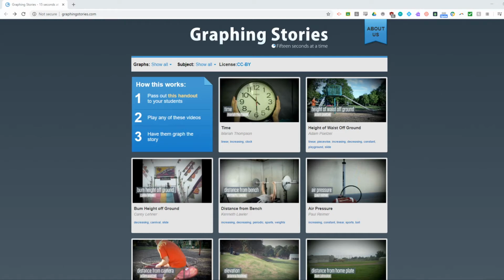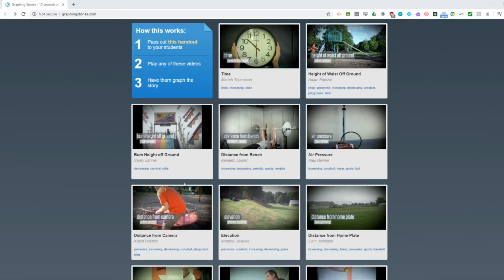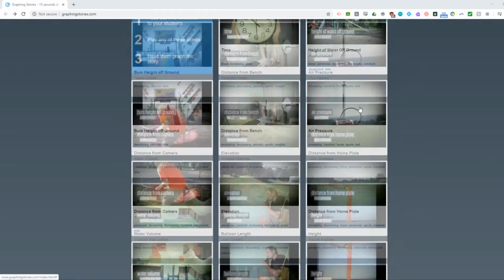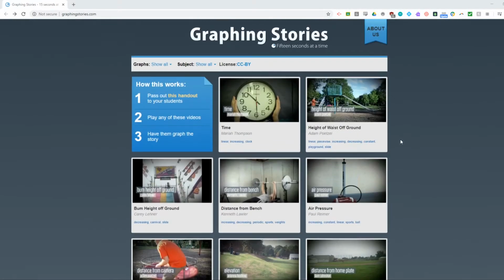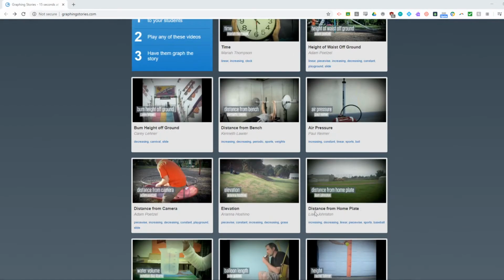All right, so we're going to continue working on our graphs. Time versus distance is something that we've done previously, but now we're going to try some different ones. So it's going to be time versus some other options. You can see from this list, from this website that we posted, you can do things like time versus height of waist off ground, time versus air pressure, time versus distance from home plate.